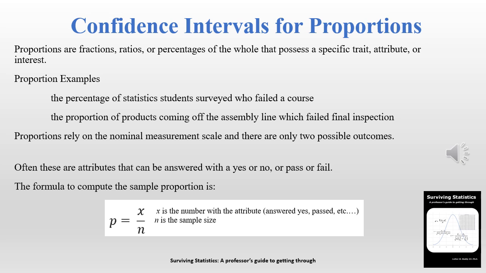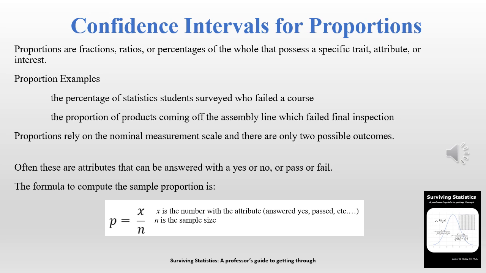Well, now let's go ahead and discuss confidence intervals for proportions. A proportion is a ratio or a fraction, typically expressed as a percentage. So an example might be the ratio of students who failed a course over all the students who took the course, or the proportion of products coming off an assembly line which failed the final inspection. Proportions rely on the nominal scale, and it's similar to the binomial probability in that we have only one of two possibilities, answers like yes or no, pass or fail.